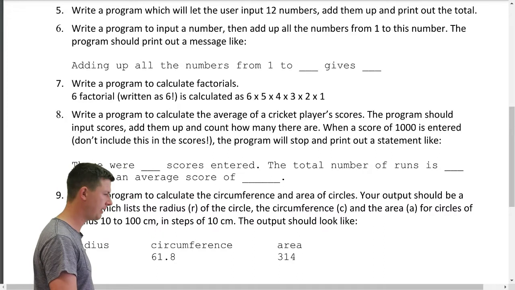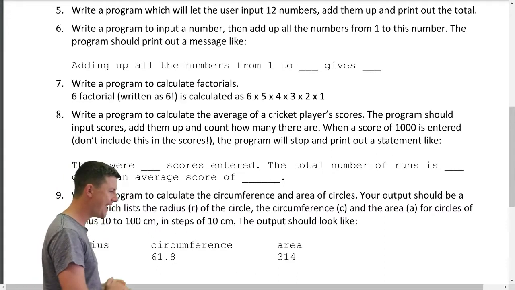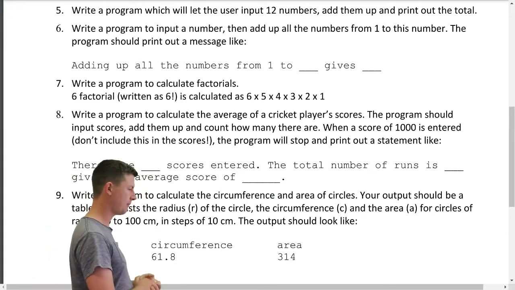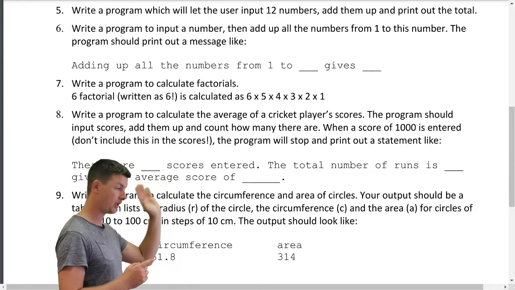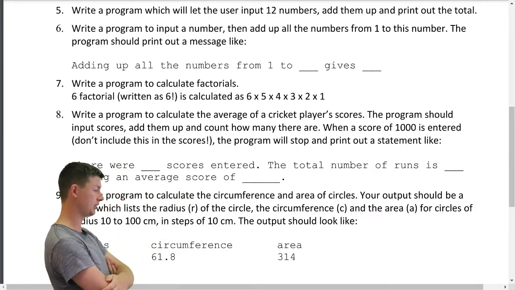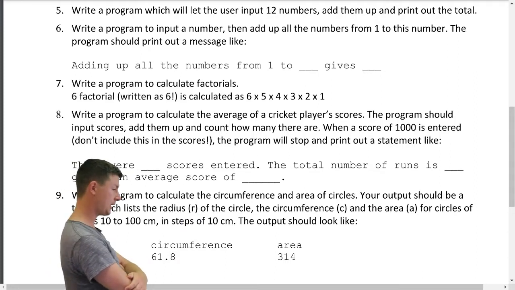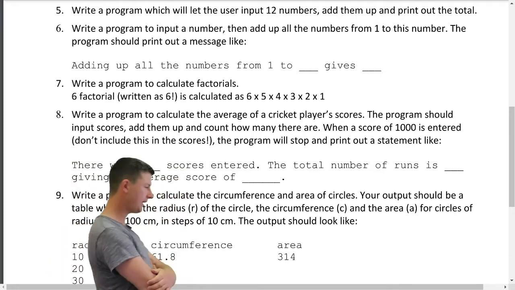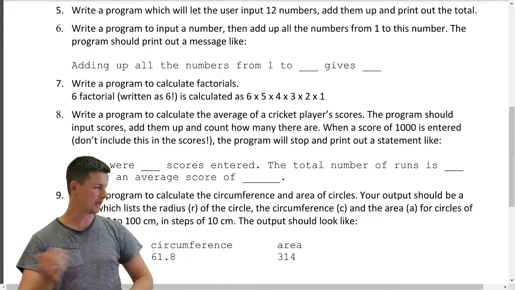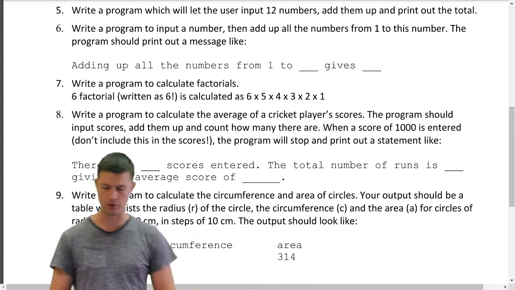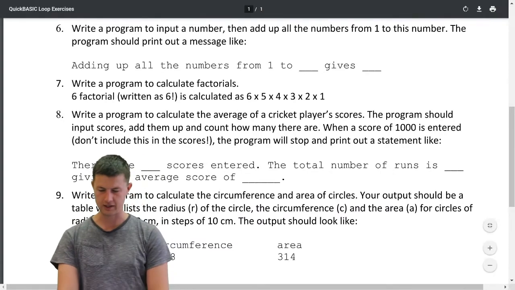Write a program to input a number and then add up all the numbers from 1 to this number. So, inclusive. Think about that as you're reading the question. The program should print out a message. Adding up all the numbers from 1 to something gives something else. Okay, so it's telling you exactly what you need to output, which is nice. Less thinking for us.